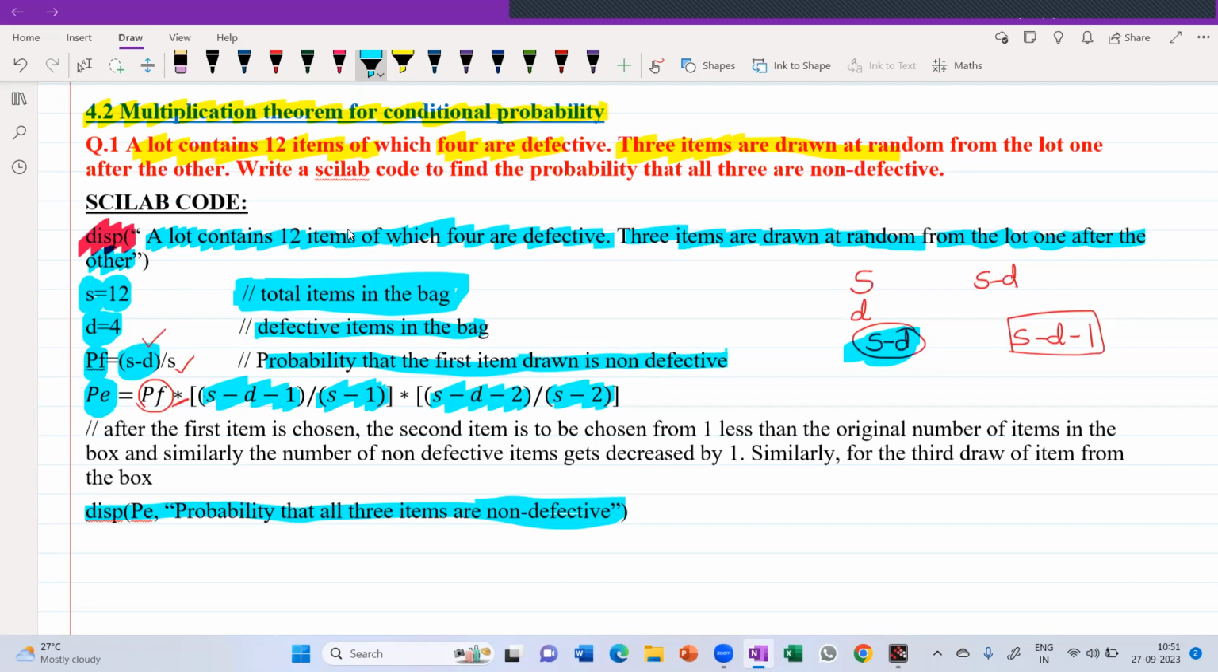Here you can read in the comment line also what it means, how the formula has come. After the first item is chosen, the second item will be chosen from 1 less than the original number of items in the box. And similarly, the number of non-defective items gets decreased by 1. Similarly, for the third draw of items.